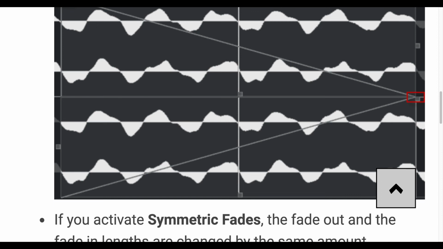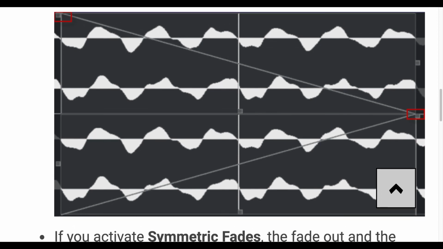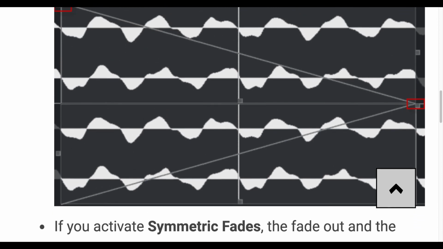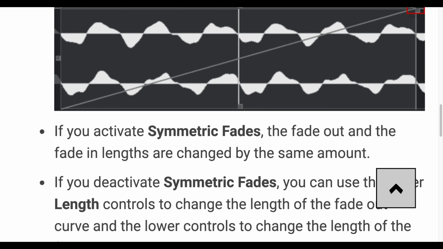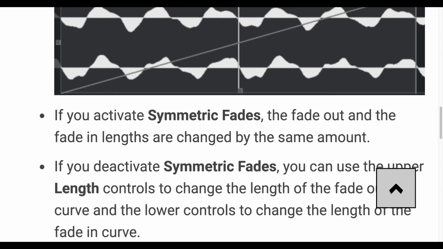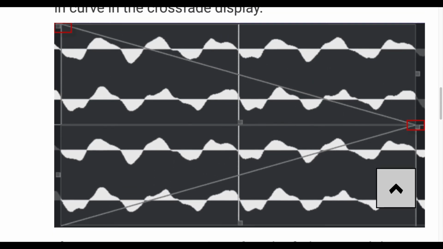If you activate symmetric fades, the fade out and the fade in lengths are changed by the same amount. If you deactivate symmetric fades, you can use the upper length controls to change the length of the fade out curve and the lower controls to change the length of the fade in curve.